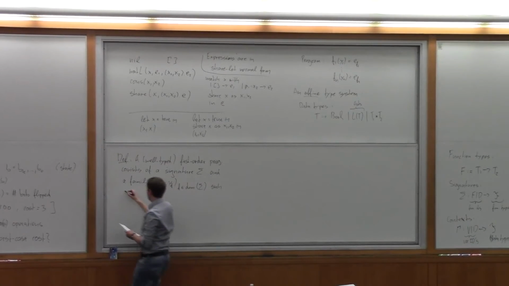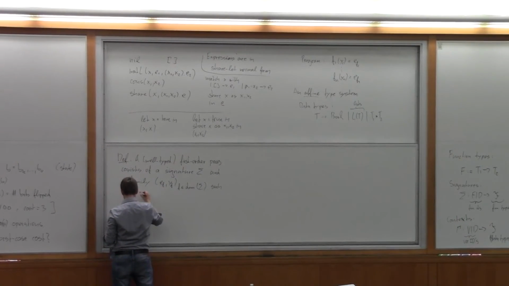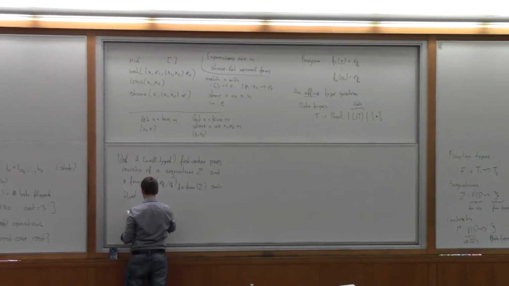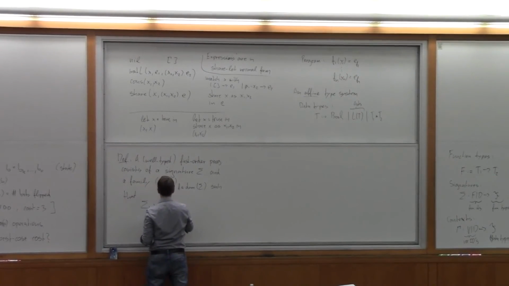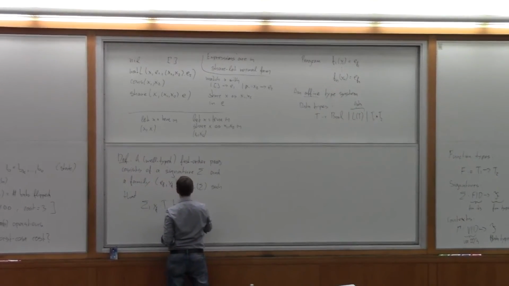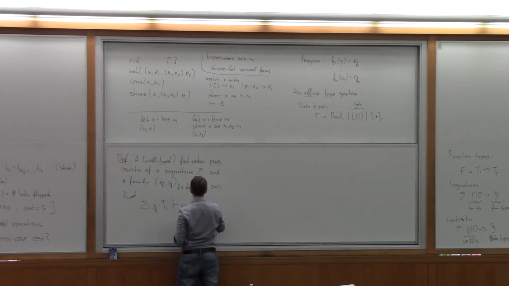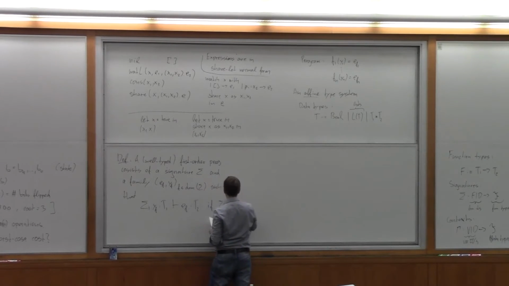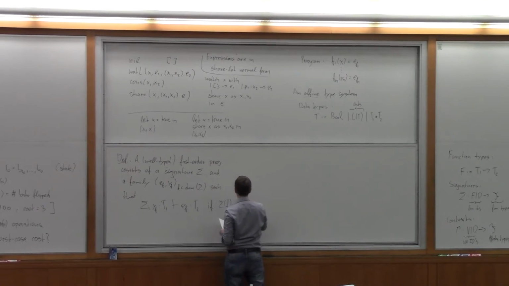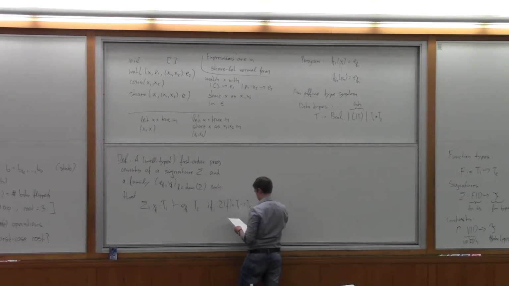Such that we have sigma and our gamma is f: t1, t2 if sigma f equals t1 arrow t2.